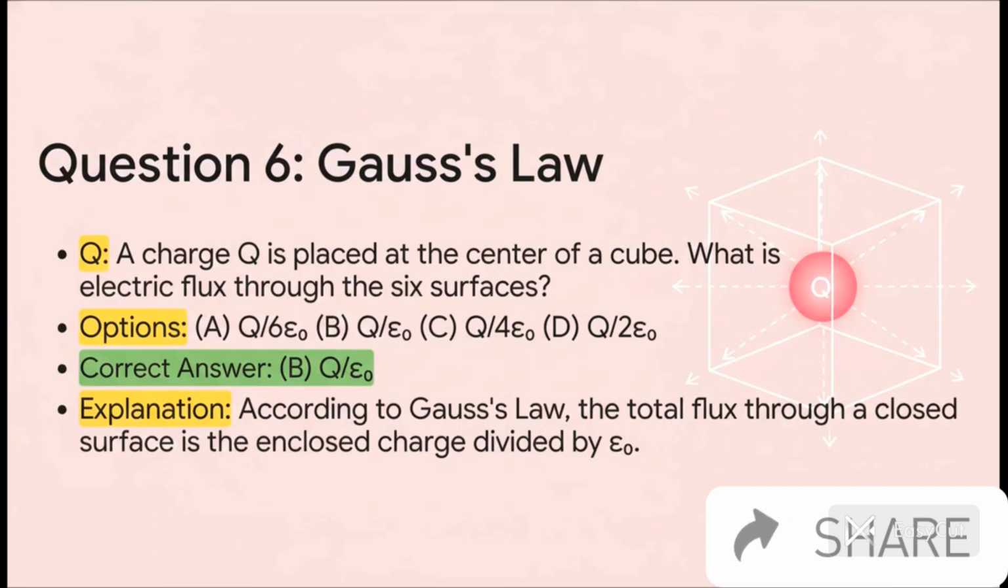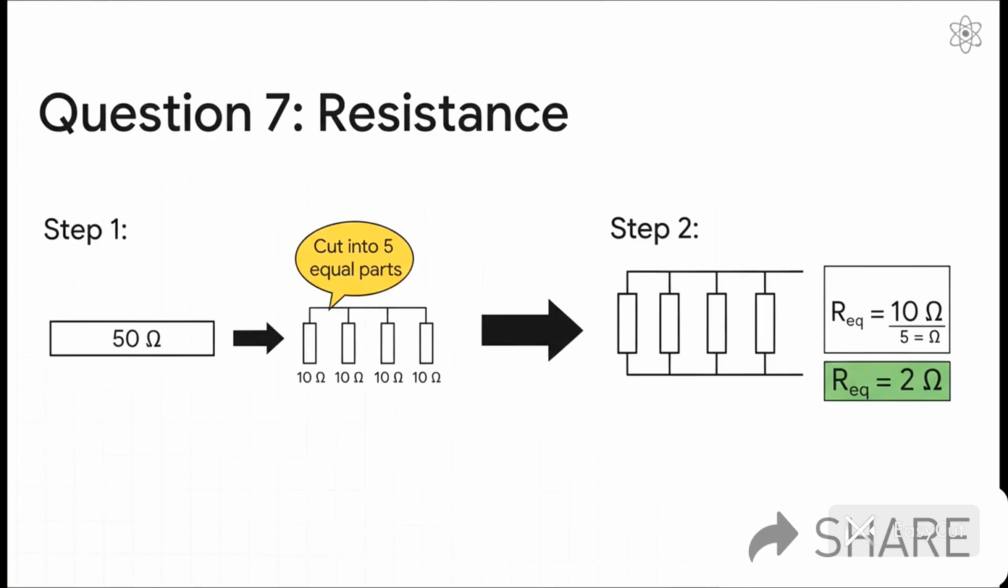Question number 6. A charge Q is sitting right in the middle of a cube. What's the total electric flux through all 6 faces? And the correct answer is B, Q divided by epsilon naught. This is where Gauss's law is your absolute best friend. The law basically says, hey, I don't care what shape the container is. If it's closed, the total flux is just the charge inside divided by this constant. It's that simple.